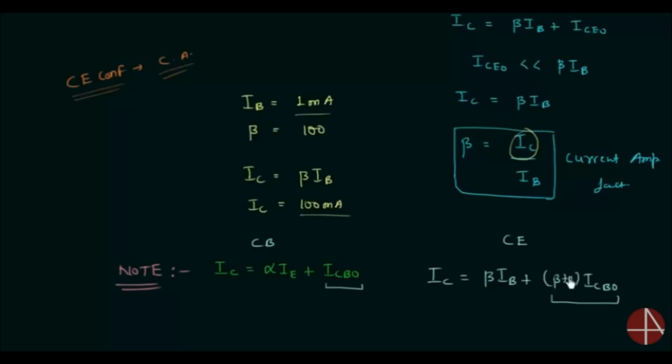Beta plus 1 is a large quantity because beta is a large quantity, and we are multiplying it with ICBO. So the contribution of leakage current in the output current is more in case of common emitter configuration, and the contribution of leakage current to the output current is less in common base configuration. I think this is clear to you. Let's say beta is equal to 99, so we are multiplying ICBO by 100. I hope this point is clear to you.